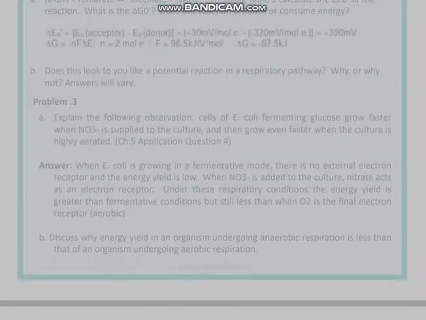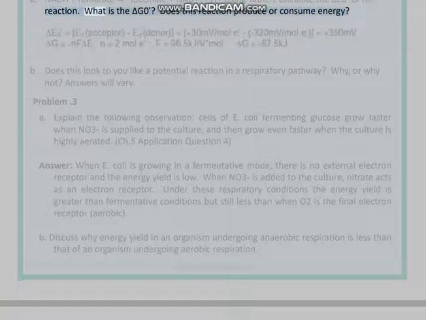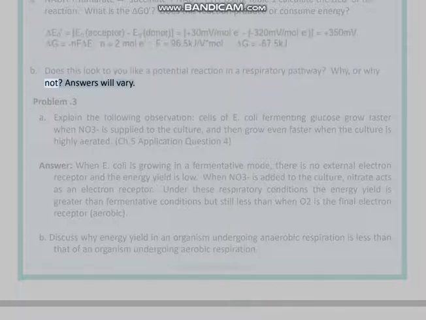A. Using Table 1, calculate the delta E0 of the reaction. What is the delta G0? Does this reaction produce or consume energy? B. Does this look to you like a potential reaction in a respiratory pathway? Why or why not? Answers will vary. Problem point 3.